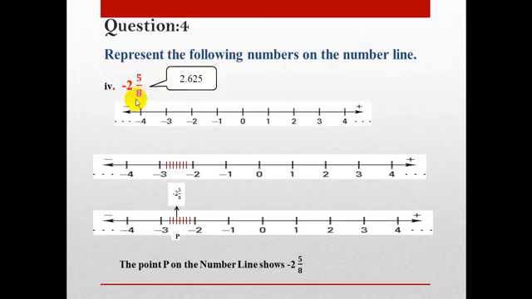Here you have to divide it into 8 equal parts. So 7 lines will make 8 parts: 1, 2, 3, 4, 5, 6, 7. 7 lines will make 8 equal parts, and on the 5th part, your numerator decides which point is point P. So on the 5th point, 1, 2, 3, 4 and 5th, this is the point P.